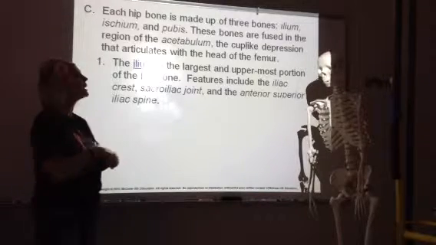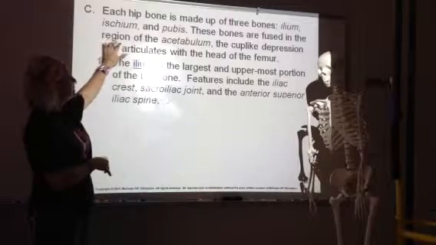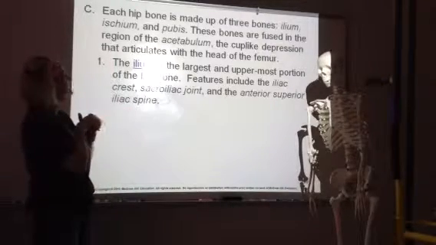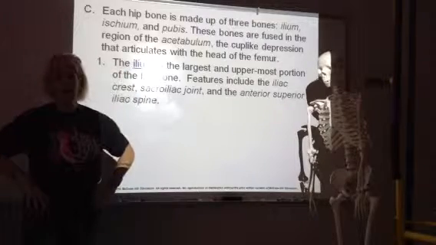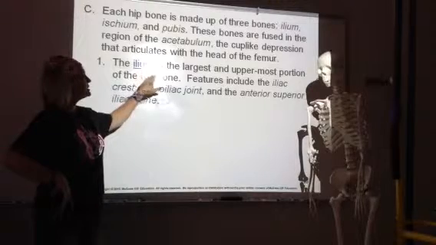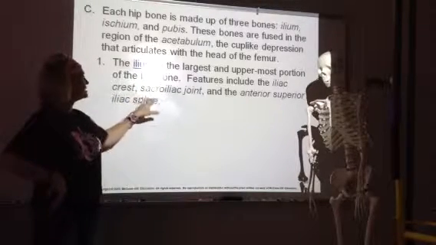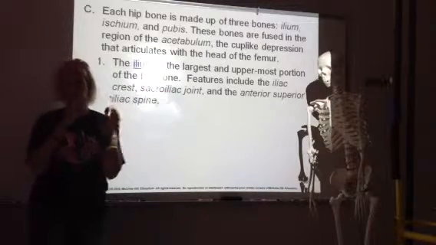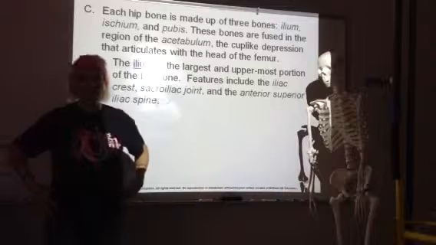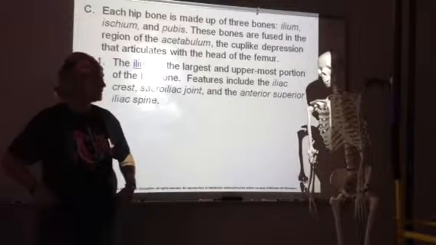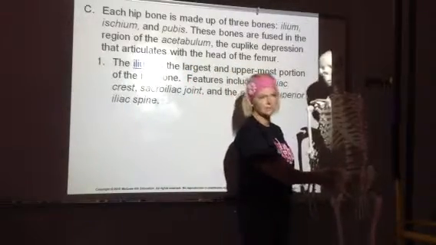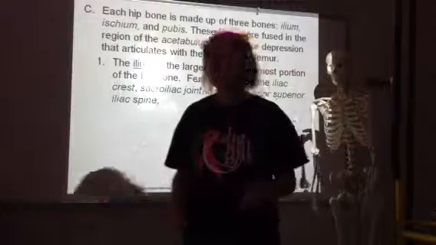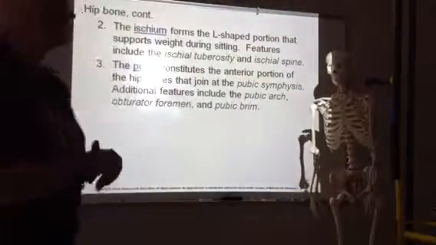There are certain ways to remind you of where they are. They're fused in the region of the acetabulum, which is the cup-like depression where your femur is going to fit. The ilium is the top part, and it is the largest, the uppermost. It has the iliac crest, the sacroiliac joint, and the anterior superior spine. The italicized words, not so much, but you do need to know specifically that the ilium is the top part. When you feel your hip bones, that is actually part of your ilium. It's more than just the top, but we'll talk about that.